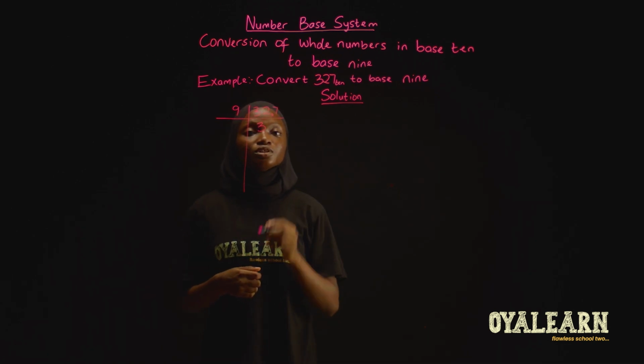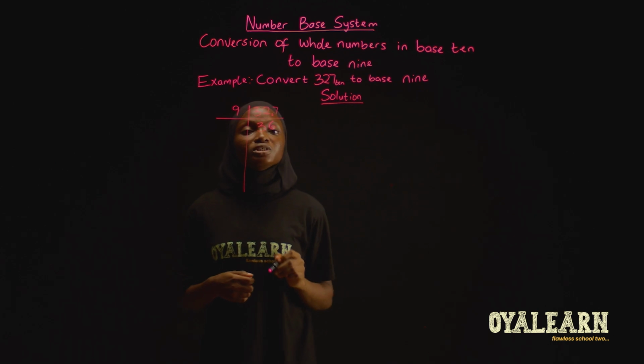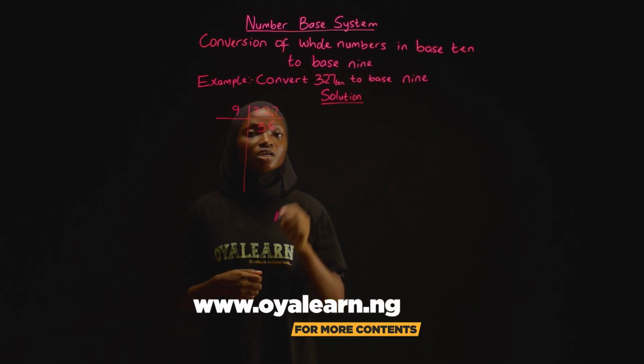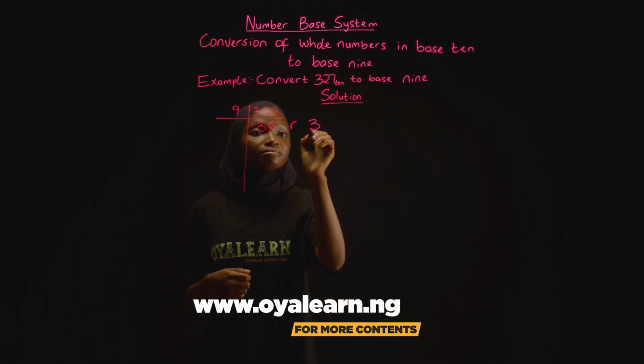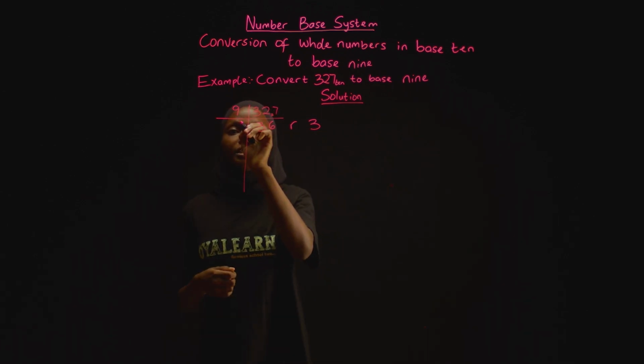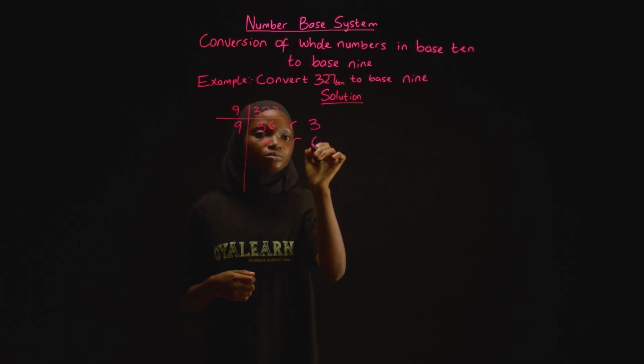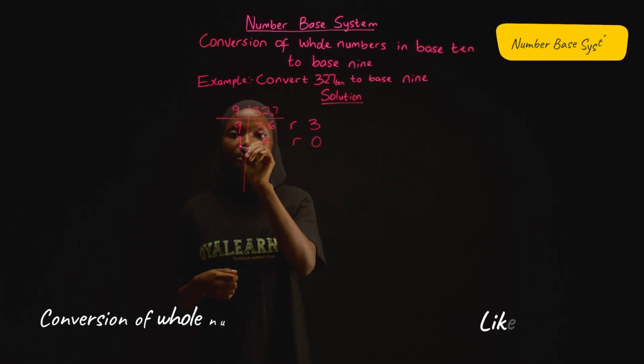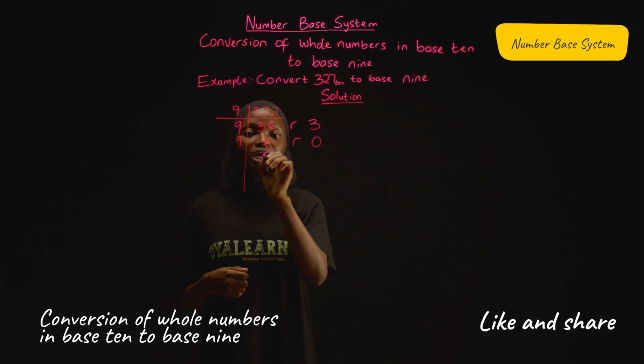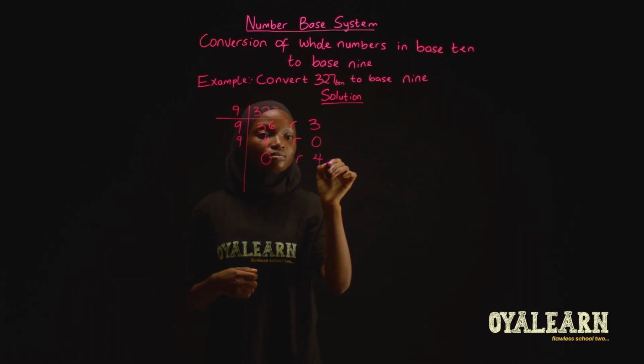9 in 57, you have 6, which is 54. When you take away 54 from 57, you have a remainder of 3. Divide again by 9. 9 in 36, you have 4, remainder 0. Divide again by 9. 9 goes in 4, you have 0, remainder 4.